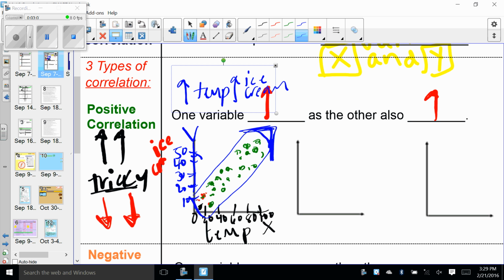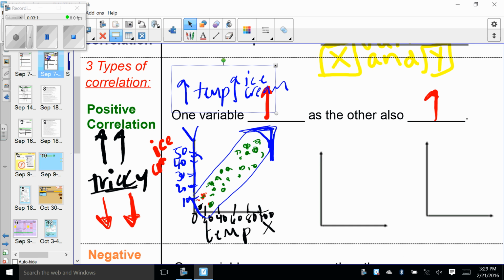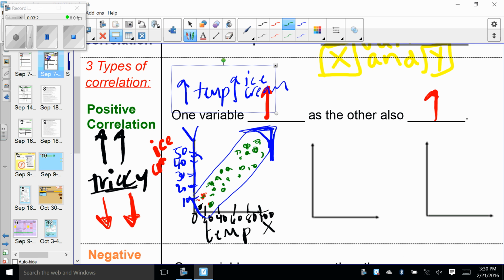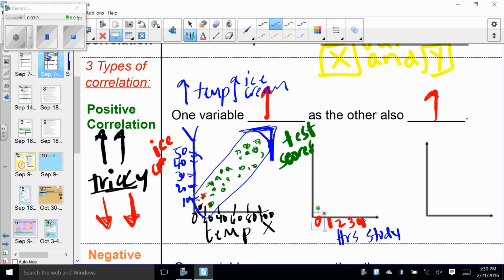So we can take a look at another example. On our other example, we would say, well, when else would we have a positive correlation? Well, one really obvious one is when we compare our test scores, we just saw this when we were graphing the other day, with the hours that we study. So if we study 0, 1, 2, 3, 4, 5, 6 hours, and our test scores 10, 20, 30, 40, 50, 60, 70, 80, 90, 100.